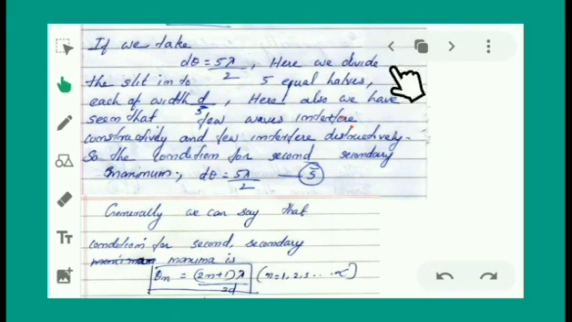If we take d theta equal to 5 lambda/2, here we divide the slit into 5 equal halves. Here also we can say that the wavelets from some of the parts interfere constructively, and some of the parts interfere destructively. So d into theta equal to 5 lambda/2 is the condition for secondary maxima. Generally, we can say that the condition for secondary maxima is theta_n equal to (2n+1) lambda/2d.